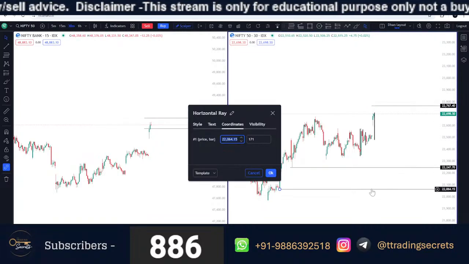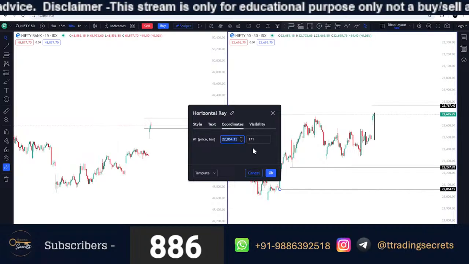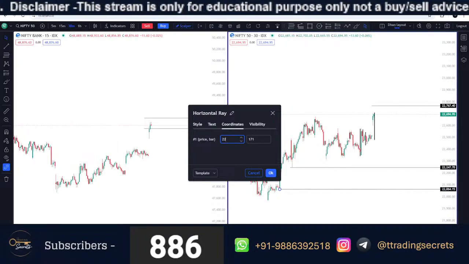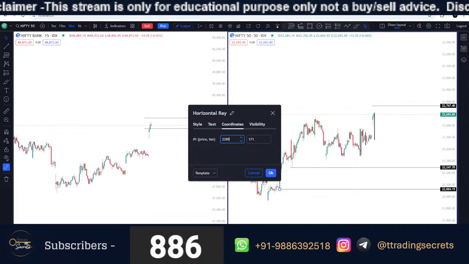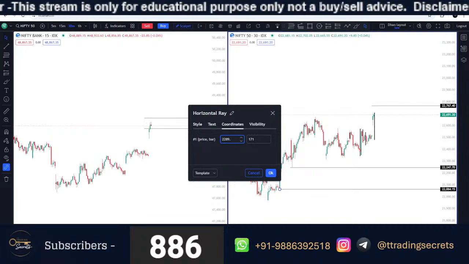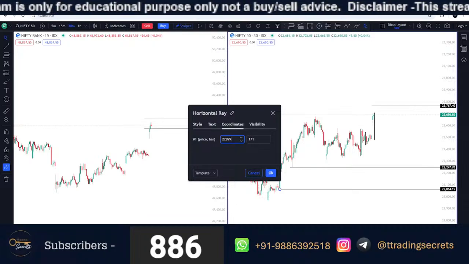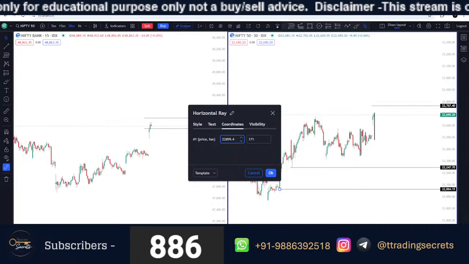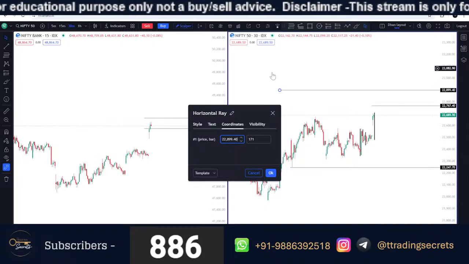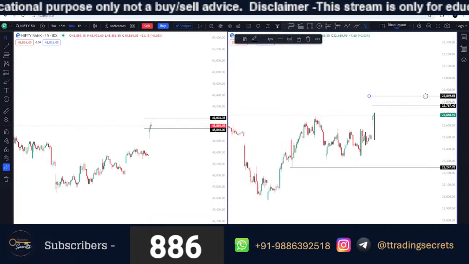Then we will be looking for the next intermediate ratio, which will be working as 22899.4. Okay, so this will be the plan of action.